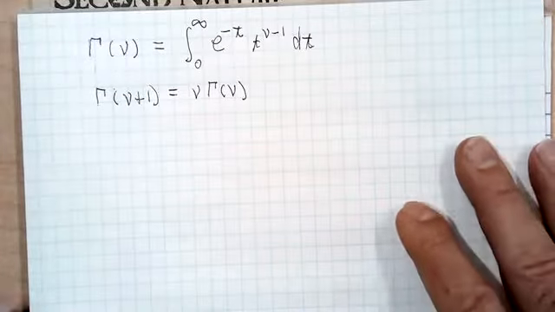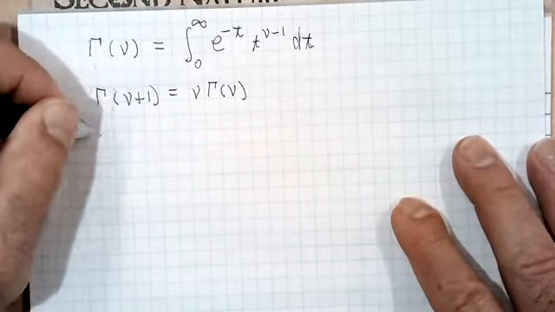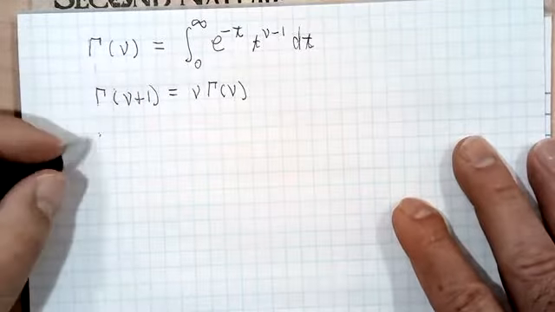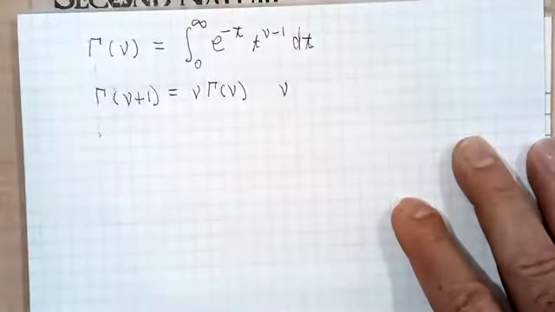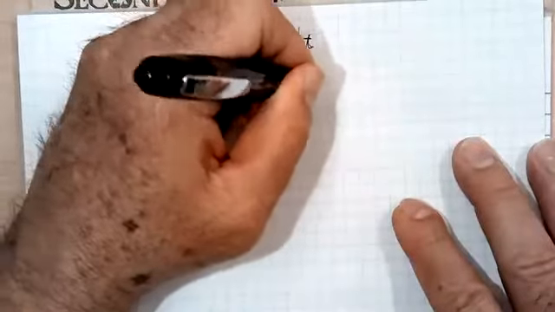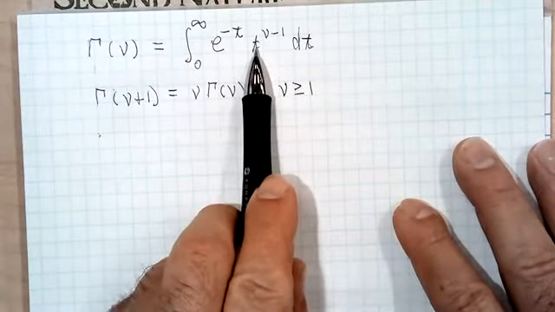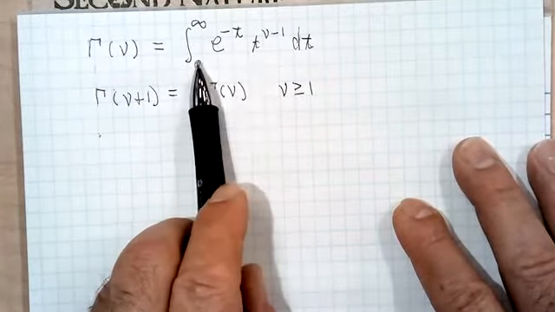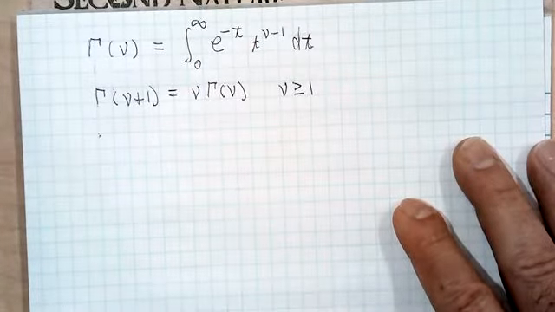We are also going to find out, and I'm actually going to do it here in a minute, but I'm just announcing ahead of time so you don't get lost in the detail, this nu does need to be at least 1. If it weren't, then you'd have a negative power on t here, and this function would blow up at 0. So nu needs to be greater than or equal to 1.